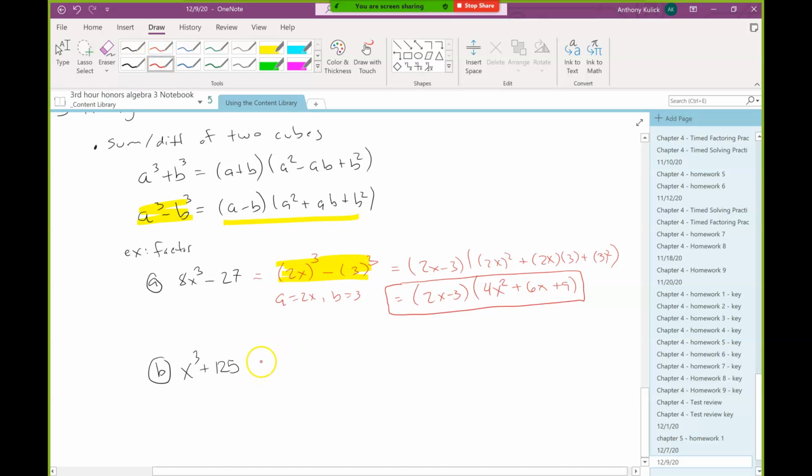So let's say we have x cubed plus 125. Again, I see something with an x cubed on it, plus a constant. This is a good candidate for a sum of two cubes. It's pretty easy to see that x cubed can just be written as x cubed. And 125, well, let's think. 5 times 5 is 25, and 25 times 5 is 125. So that's going to fit our sum of two cubes factoring pattern.